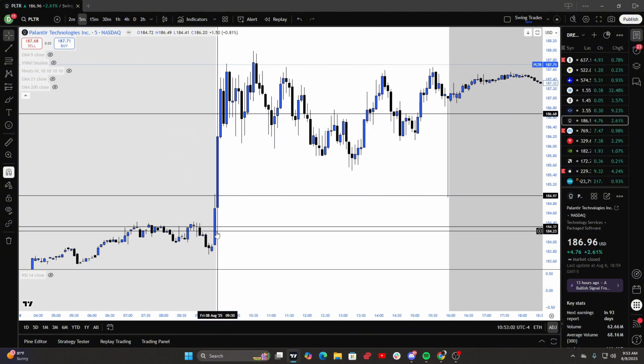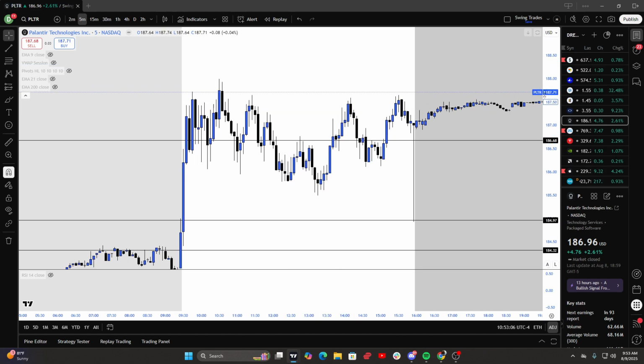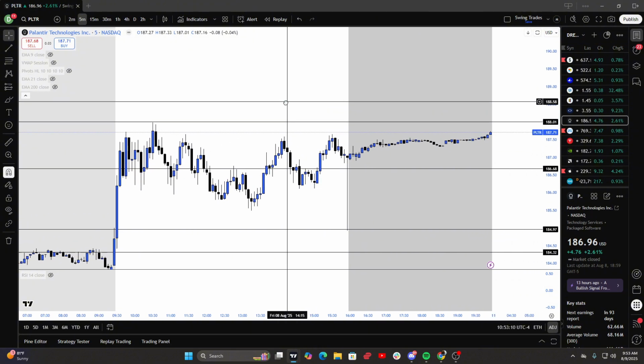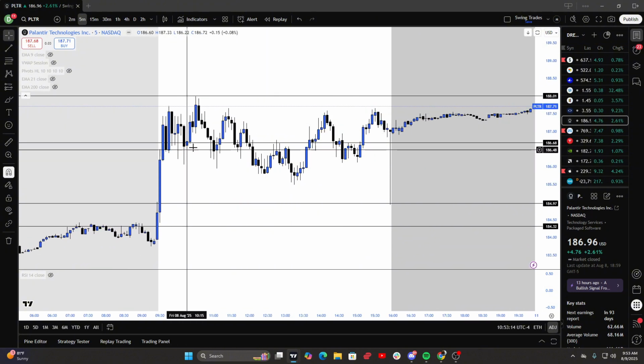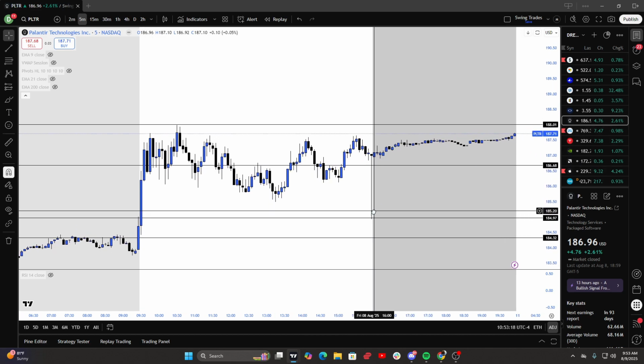But you can see at the start of the market, the buyers had complete control. They weren't able to push it much higher than 188. We weren't able to break that level. But the buyers still pretty much had control, especially seeing this candlestick at the end.